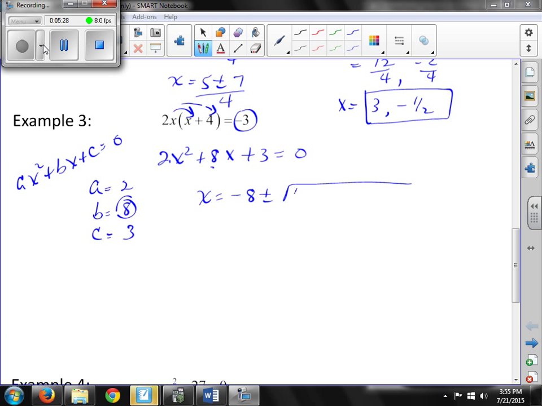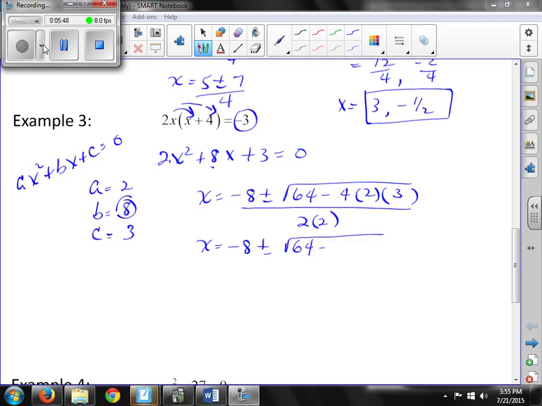B squared would be 8 squared, which would be 64, minus 4 times whatever a is times whatever c is, and a is 2 and c is 3, all over 2a, and a is 2. So we have x is equal to negative 8 plus or minus the square root of 64 minus, let's see, 4 times 2 is 8 times 3 is 24, so 64 minus 24 over 2 times 2, which is 4.